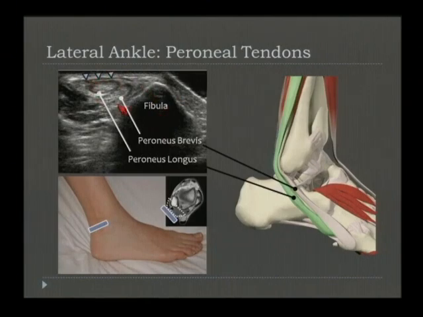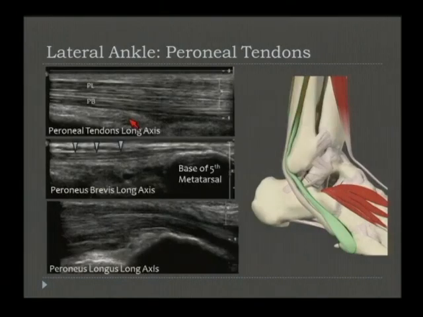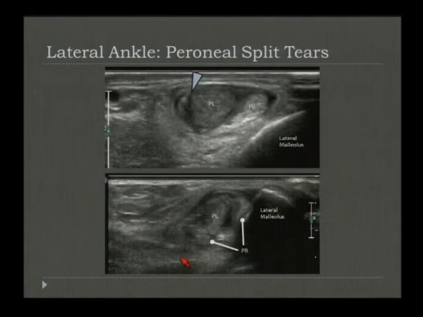Again, not only seeing the tendons in the short axis, but it's also important to identify them in the long axis. Again, PL corresponding to the peroneus longus, the nice fibular pattern. Here we can see the peroneus brevis deep to the peroneus longus, slightly above the level of the ankle joint. More distally, you can see the peroneus brevis attaching to the base of the fifth metatarsal, and the peroneus longus on its course along the undersurface of the foot.